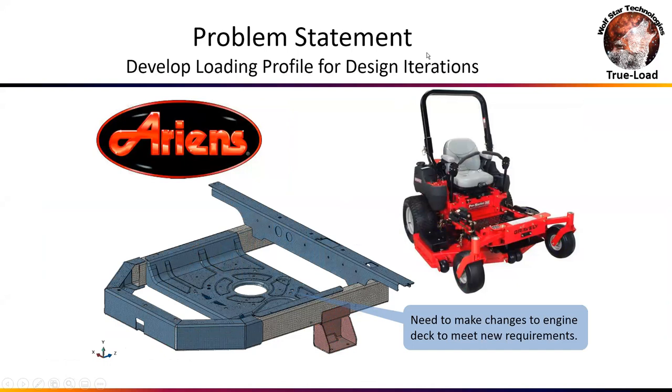Here's another example from a customer. This customer, Ariens, they make these zero turning radius lawnmowers, and they have this engine deck, which sits underneath the seat here, and the engine and transmission sit on this. This engine deck was working fine, but the transmission supplier was wanting to have more airflow getting to the transmission. So they came and talked to us to see if we could help them do a redesign on this.